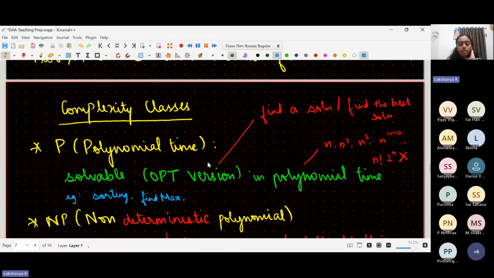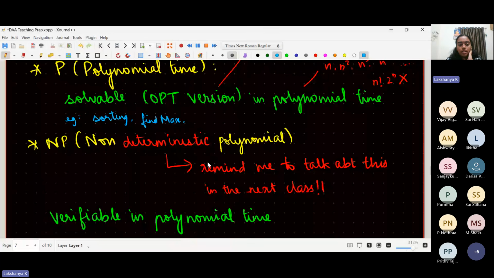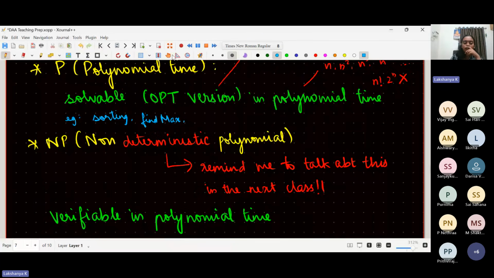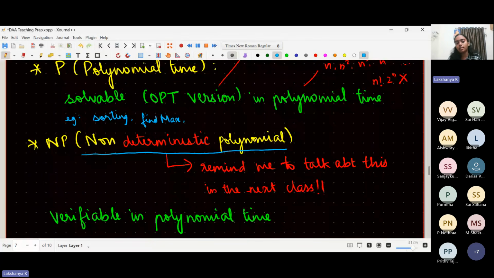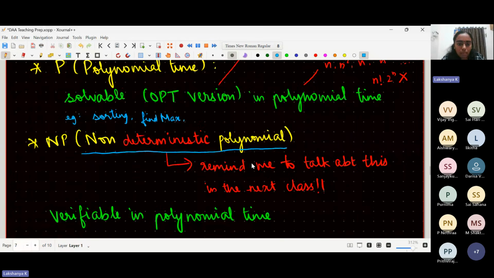We move on to the next class, which is NP, non-deterministic polynomial. Two things here. Firstly, NP is not non-polynomial. It is non-deterministic polynomial. This is something a lot of people get confused about, so please remember the expansion. Secondly, what is deterministic? I will talk about it tomorrow when I teach approximate algorithms and randomized algorithms. If I forget, someone please remind me tomorrow. I'll tell you what deterministic is when we talk about that. It's more relevant there. As of now, NP stands for non-deterministic polynomial.